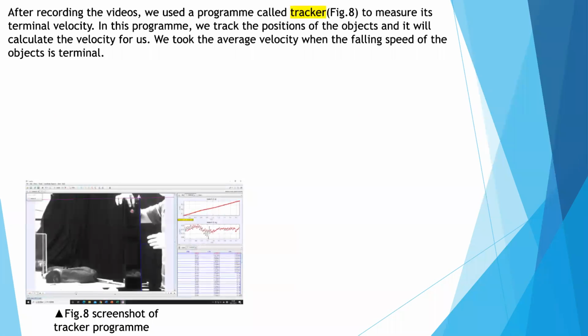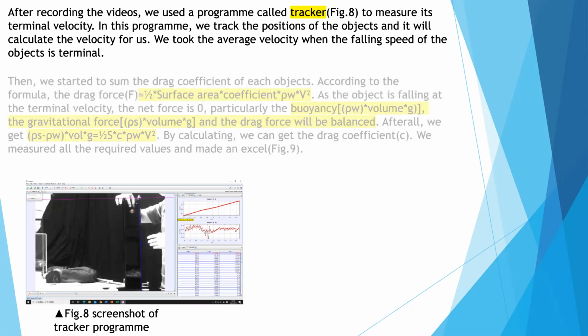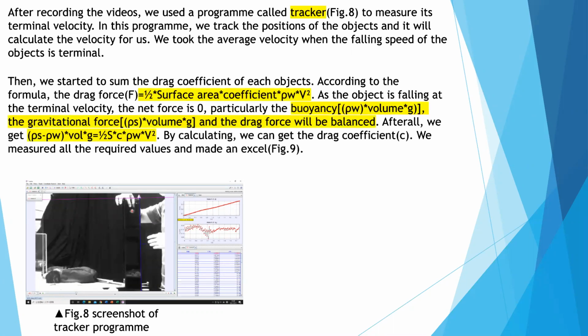After recording the videos, we use a program called Tracker to measure its terminal velocity. In this program, we track the positions of the objects and it will calculate the velocity for us. We took the average velocity when the falling speed of the object is terminal. Then we started to work out the drag coefficient of each object.